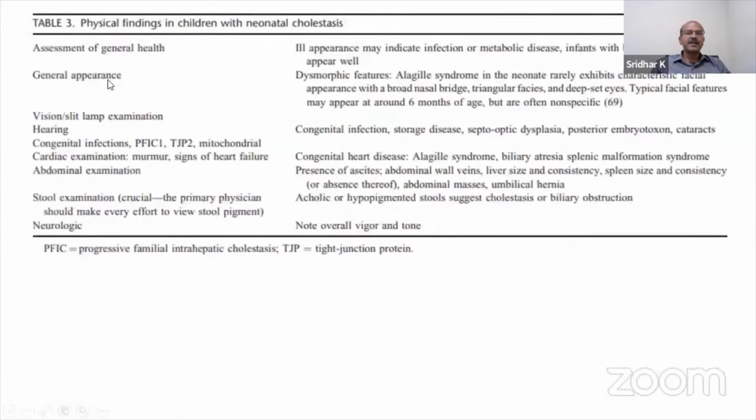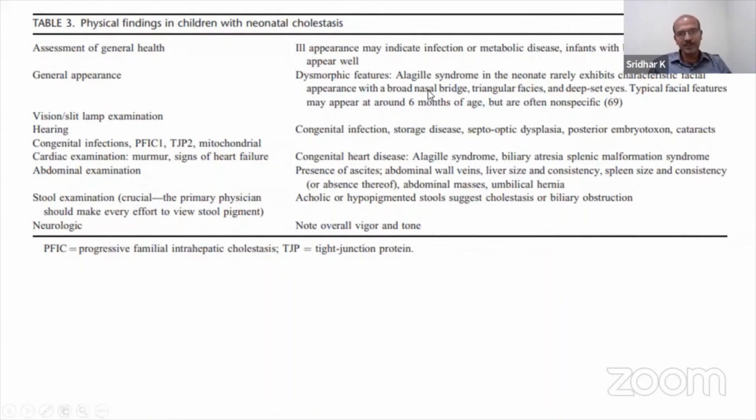In terms of physical findings, the general health, ill appearance may indicate infection or metabolic disease, and typically infants with biliary atresia are deceptively normal. So this is very important. Remember that the biliary atresia babies don't look unwell, so you may easily miss them unless you are really looking for the prolonged jaundice. So in terms of general appearance, we have dysmorphic features in Alagille syndrome.